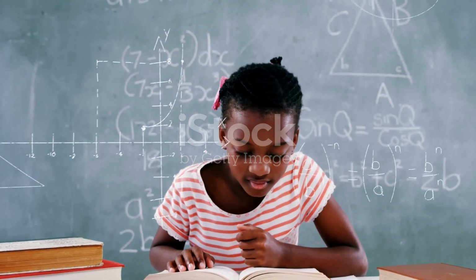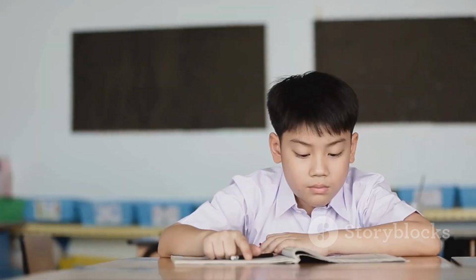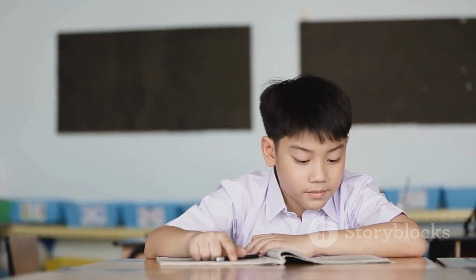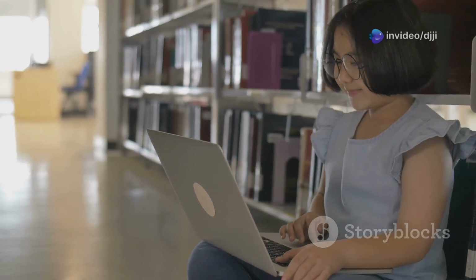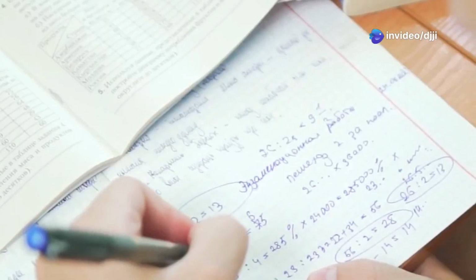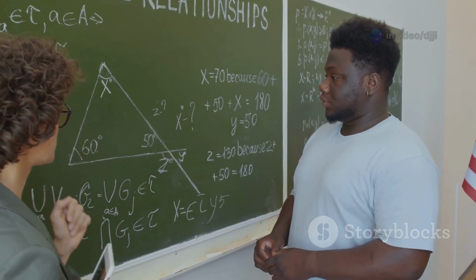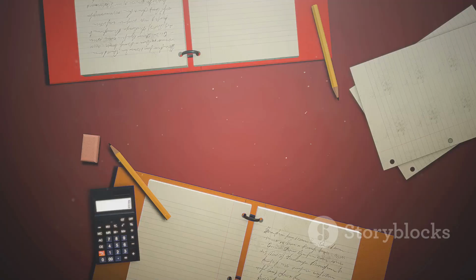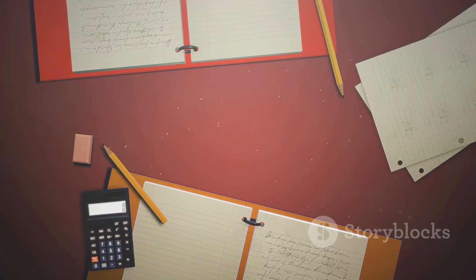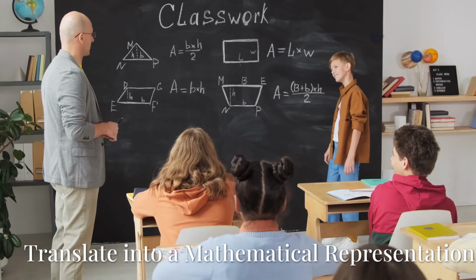1. Understand the problem. Read carefully. Ensure you understand all the words and concepts presented in the problem. If necessary, look up unfamiliar terms. Identify what you're solving for. Determine what the problem is asking you to find. Identify known information. List all the given information that will be used to set up the equation.